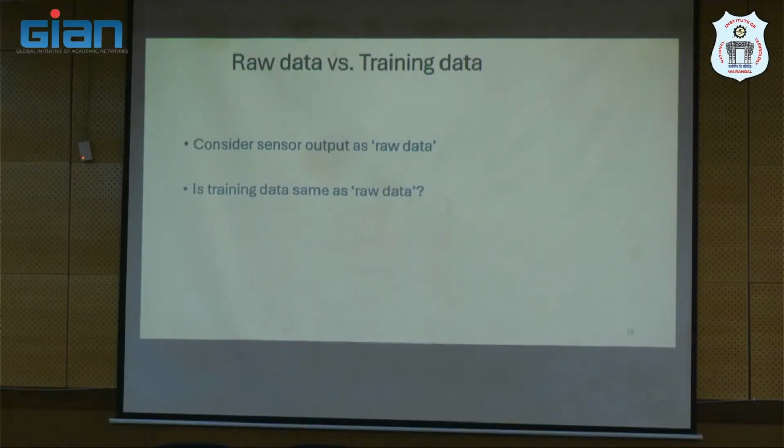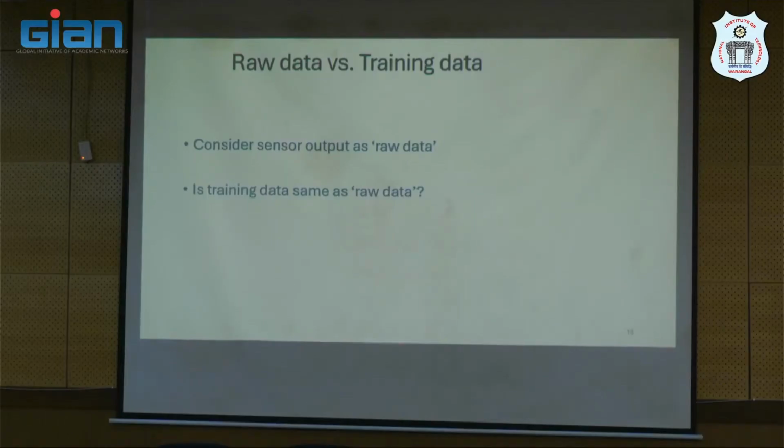So a training data will definitely have the label, which is missing in the raw data, but it will also have some processed information out of the raw data set. There is no necessity that you have to use the raw data set as it is for training. So the answer to that question is, even if you exclude the label aspect, the training data need not be the same as raw data, and typically it is not the case. We always try to process some information out of the raw data before we can use it for training. So that's the basic idea.